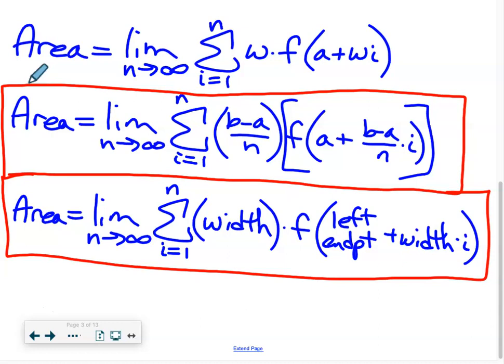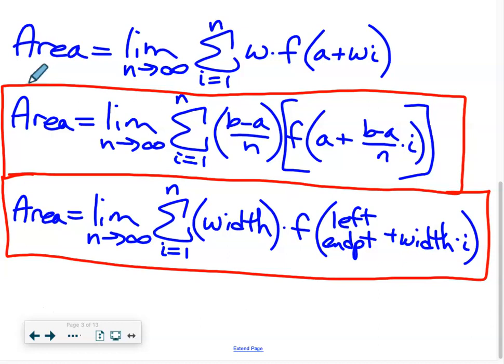So the limit as n approaches infinity of the sum as i goes from 1 to n of the width times f of left endpoint plus width times i. You have to plug left endpoint plus width times i into your function to get your height. We're going to walk through problems like this. But anyway, either of these. Now, how do we represent this using integral notation? That's going to be on the next slide.